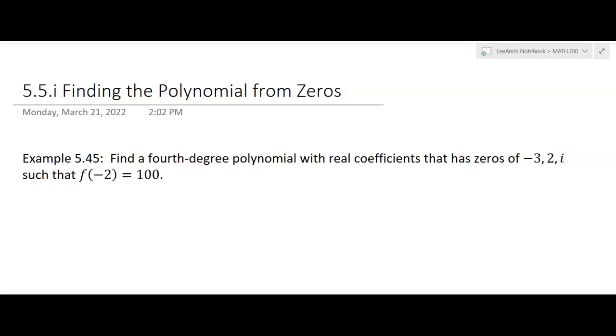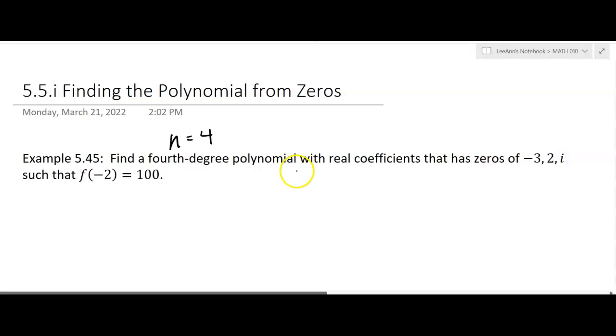Okay, so now we're going to use some of these theorems we've been working on to find a polynomial from the information that we're given. This problem says find a fourth degree polynomial. That means n is going to equal 4. So it means you could have 4 zeros, you could have 4 factors. That's what needs to happen.